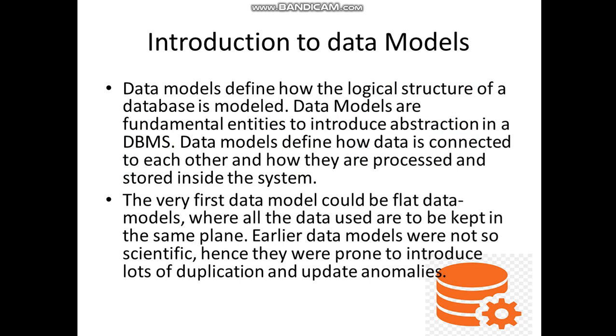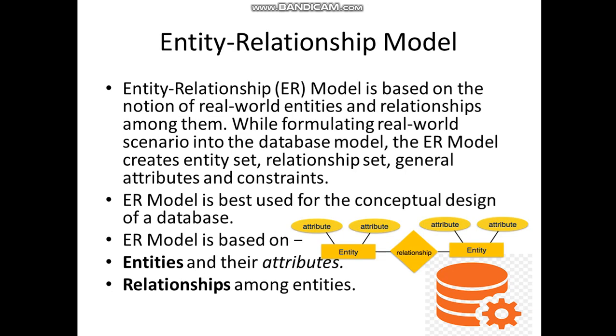Next topic is introduction to data models. Data models define how the logical structure of a database is modeled. Data models are fundamental entities to introduce abstraction in a DBMS. Data models define how data is connected to each other and how it is processed and stored inside the system. The very first data model could be the flat data model, where all the data used is kept on the same plane. Earlier data models were not so scientific, hence they were prone to introduce lots of duplication and update anomalies.